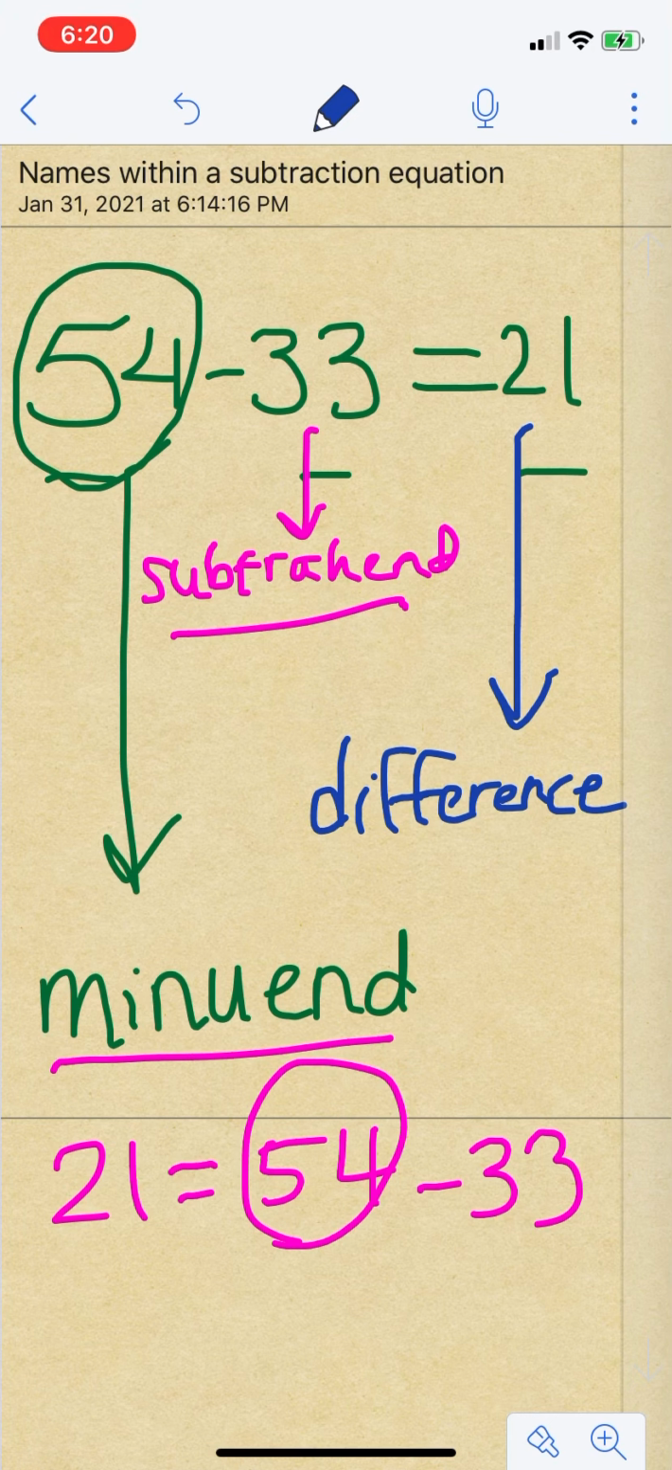So let's review. In this equation, 54 minus 33 equals 21. The 54, or the number that we are subtracting from, is called the minuend. The number we are subtracting is called the subtrahend. And the number that we get after subtracting is called the difference.